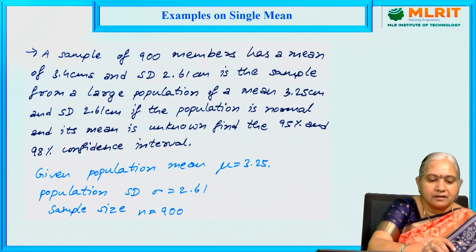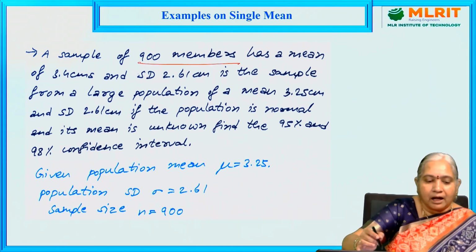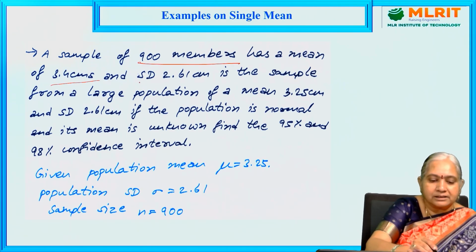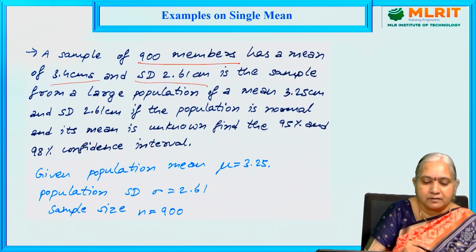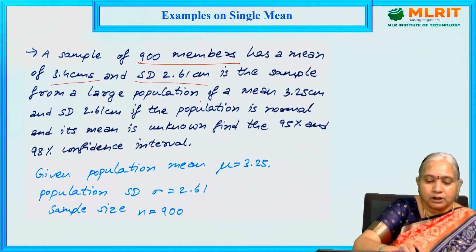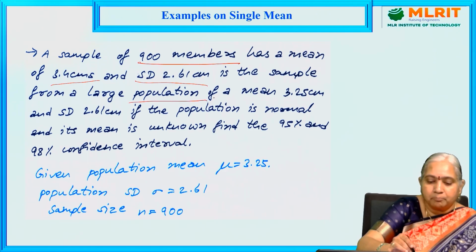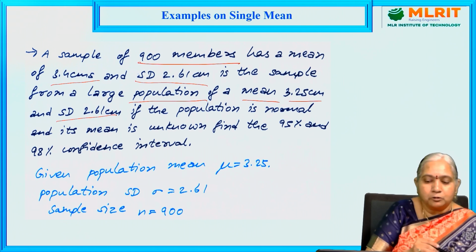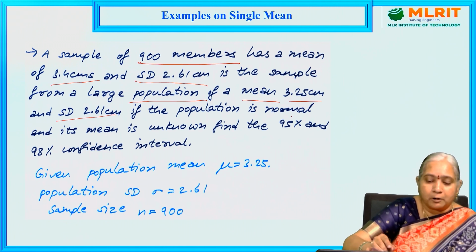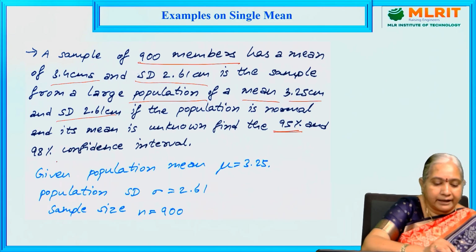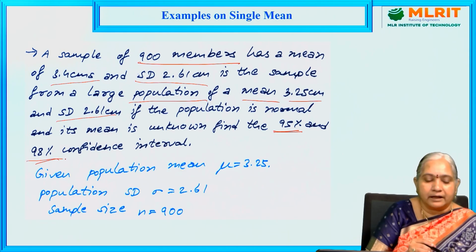Another example, a sample of 900 members has a mean of 3.4 centimeters and standard deviation 2.61 centimeters. Is the sample from a large population of mean 3.25 centimeter and standard deviation 2.61 centimeter? If the population is normal and its mean is unknown, find the 95% and 98% confidence interval.